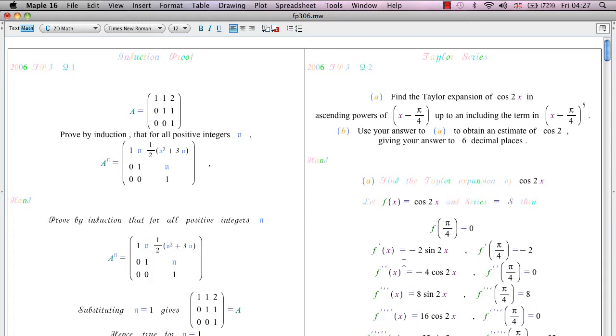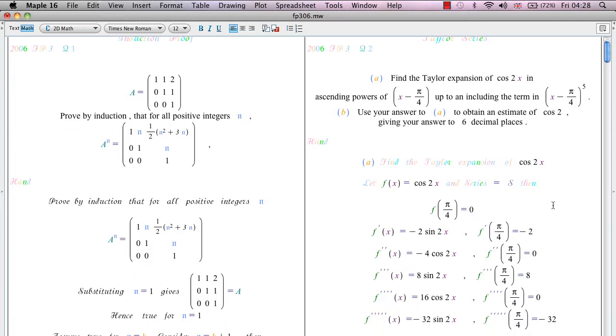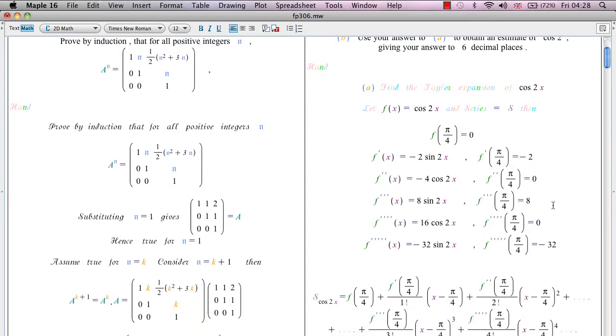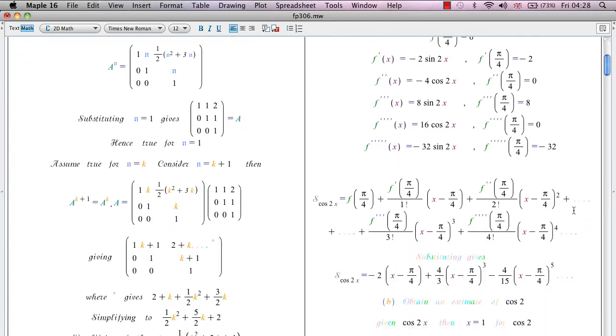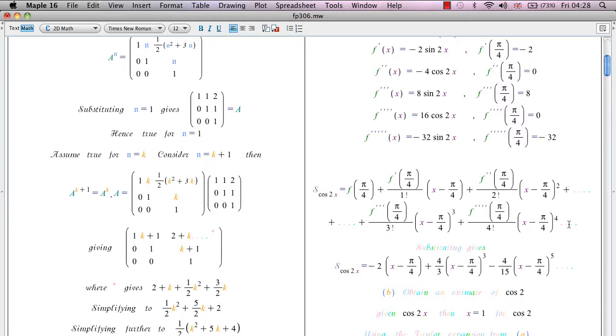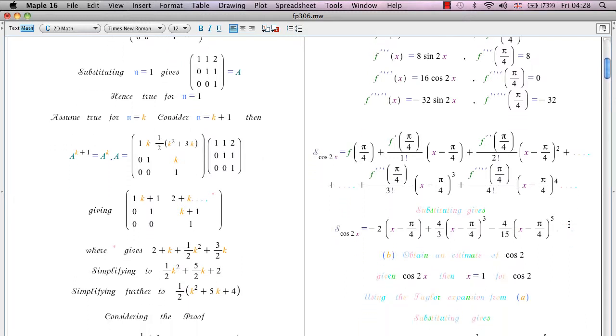Question 2, a Taylor series of cos 2x in ascending powers of x minus pi over 4 up to the term in x minus pi over 4 to the power 5, and in part B an estimate of cos 2. So differentiating to 5 and substituting pi over 4 and adjusting Maclaurin's theorem for x minus pi over 4 and substituting the results gives the series required.